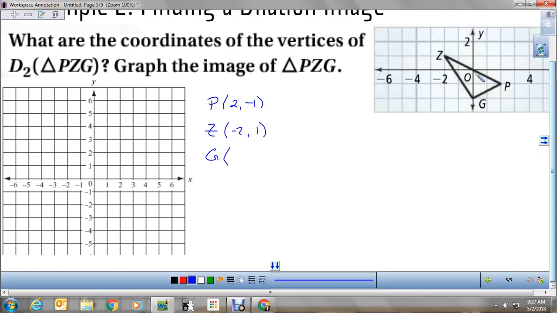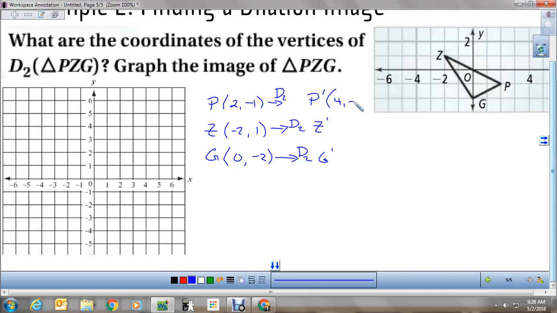And then G is going to be at 0 on the X, and we're going to go down 2 on the Y. So now we're going to dilate this with a scale factor of 2. You don't have to write the dilation of 2 every time. I'm just going to show you this is what we're doing. And so we're going to get our P prime, our Z prime, and our G prime. So when you take a scale factor, you're going to take this 2 here. So it's a scale factor of 2, which means it's an enlargement. We're going to multiply each coordinate by 2. So 2 times 2 is 4.